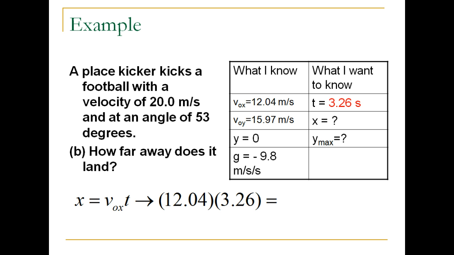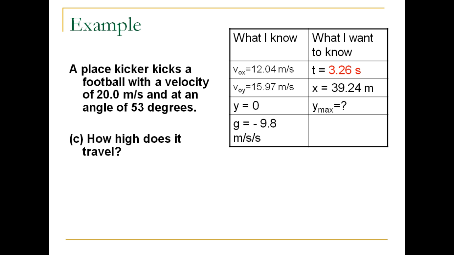The second question we want to know is how far away it lands, and that's called range. The range equation is displacement, or x, is equal to initial velocity in the x times time. So we plug in our numbers. We figured out our initial velocity in the x direction was 12.04 meters per second. We multiply it by time, which is 3.26 seconds, and that works out to be 39.24 meters. So now we figured out two things: our time, and our displacement, or our range. Now, our range, or our displacement in the x direction, I should say. Displacement in the y direction is 0.